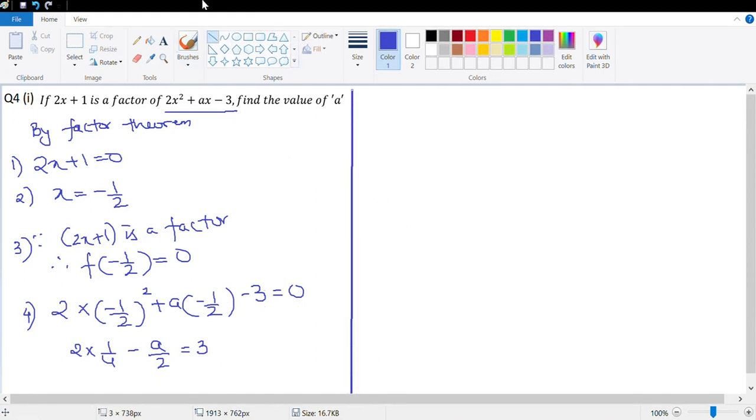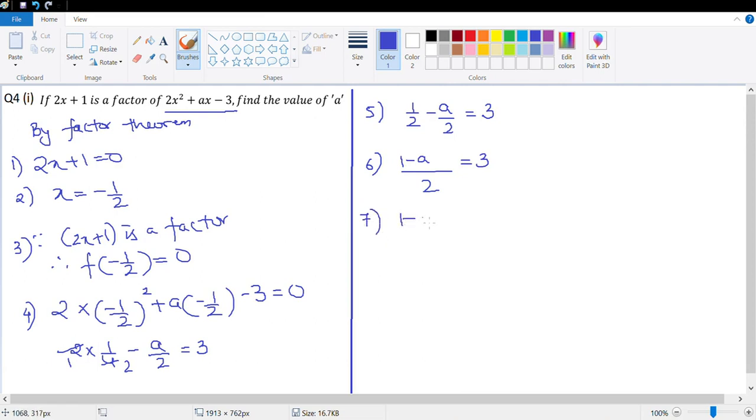So this is 1 by 2 minus a by 2 is equal to 3, which means let's take the LCM, that's 2. So this is 1 minus a is equal to 6, which gives us 1 minus 6 is equal to a. Therefore, a is equal to negative 5. So when the value of a is negative 5, 2x plus 1 will be a factor of the given polynomial.